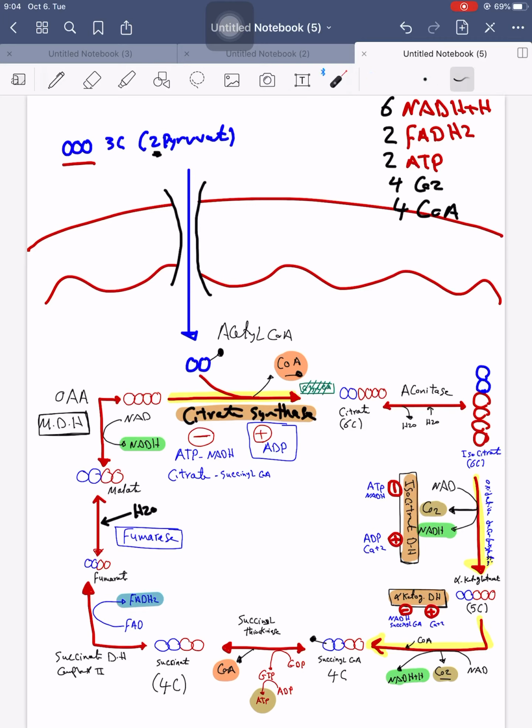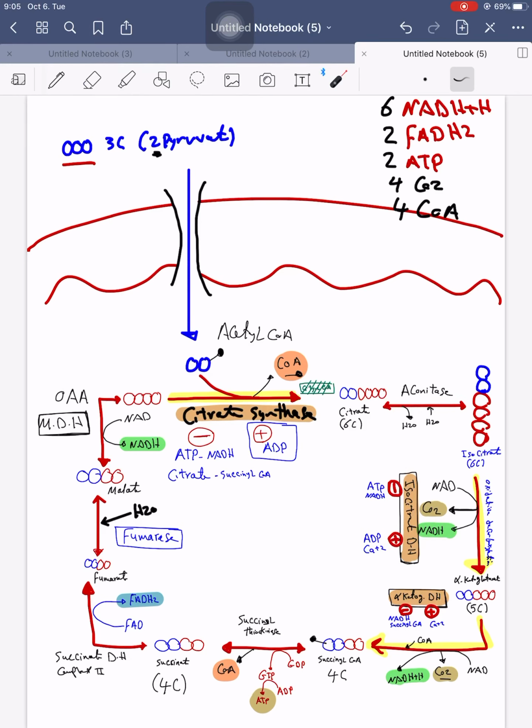Please remember, if you don't have NAD, can you make this reaction? No. If you don't have NAD, can you make this reaction? No. If you don't have FAD, can you make this reaction? No. So what happened now? I need the oxygen to eliminate the proton from the reduced form of the coenzyme. So I need NAD to become NADH and then become NAD again to continue the cycle.